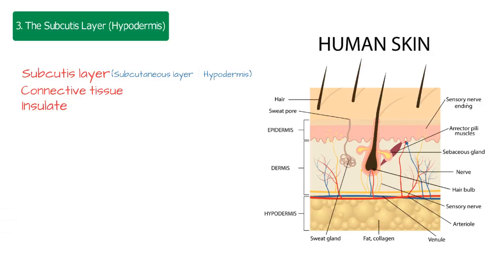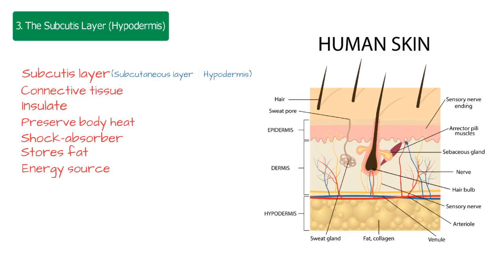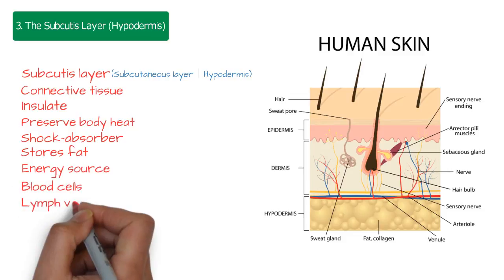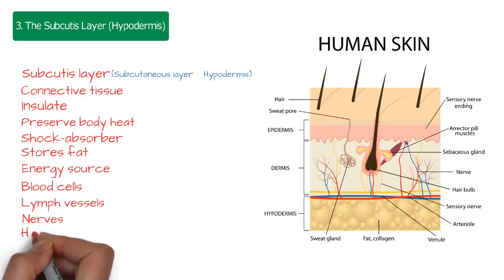It helps insulate the body and preserve body heat. It is a good shock absorber and varies in thickness depending on the weight of the individual and the area of the body being assessed. Because this part stores fat, it can provide an energy source for the dermis. Like the dermis, this layer has blood cells, lymph vessels, nerves, and some hair follicles.